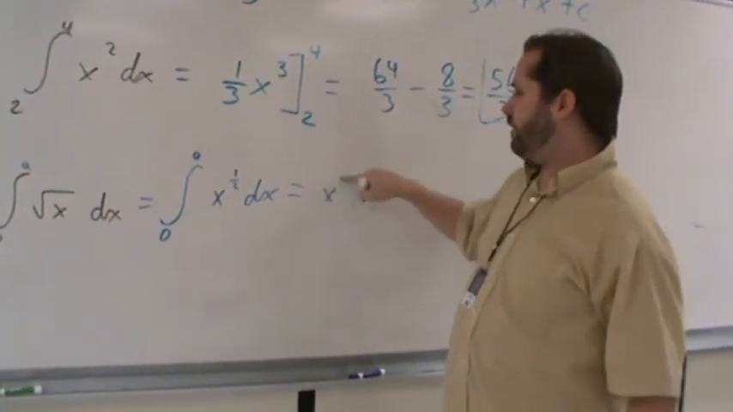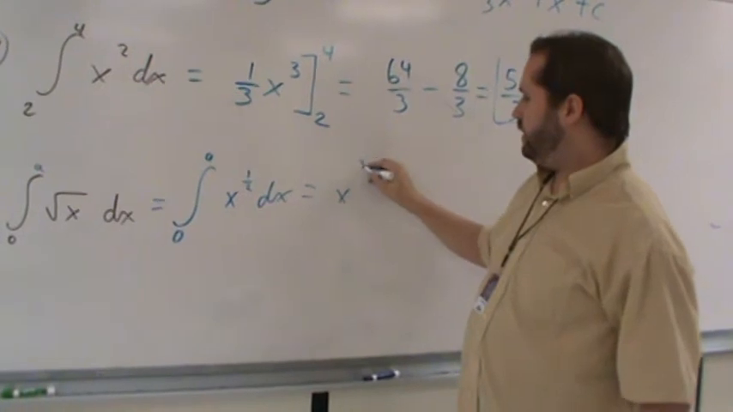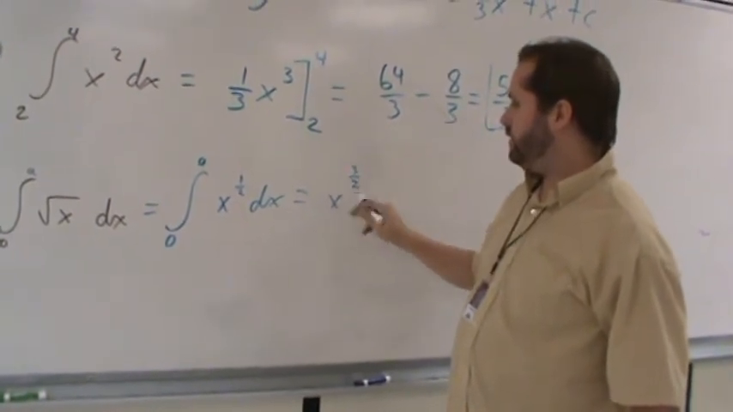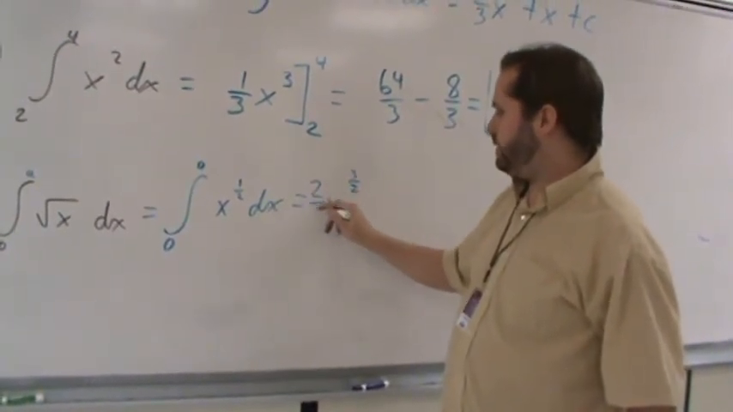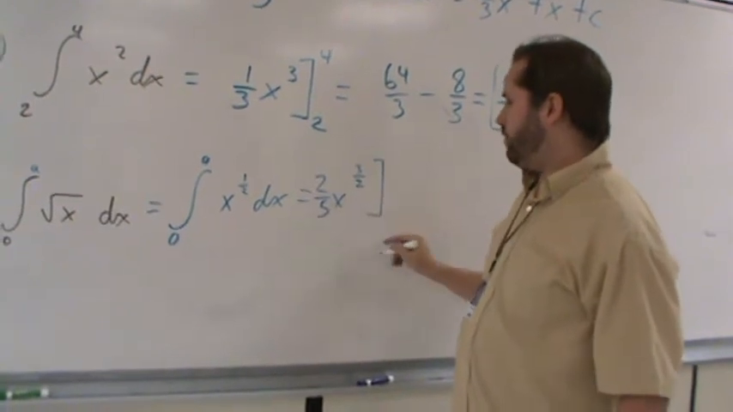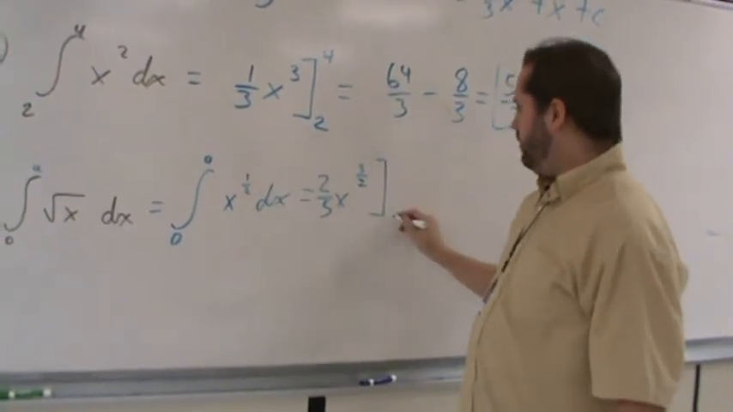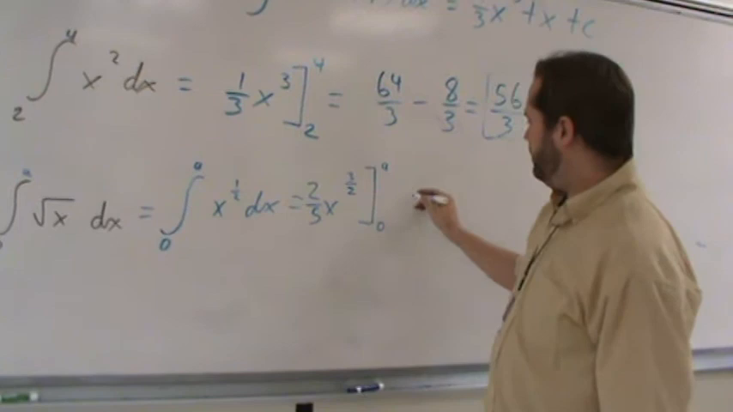The x is going to go up, the 1/2 goes up by 1, giving us 3/2. 2/3 must be in front. We don't worry about a plus c because again it's definite. We're going from 0 to a.